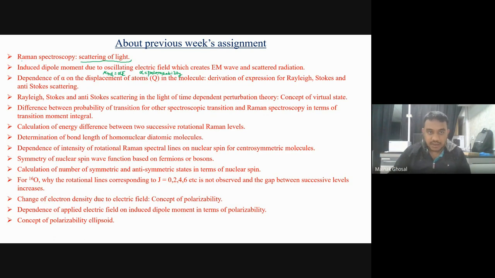Okay, and then it was shown how this alpha, which I taught as polarizability, is related to the displacement of the atom q. It was shown that d alpha by dq should not be equal to 0. That means if you want to observe any Raman scattering phenomenon, your d alpha by dq is not equal to 0.